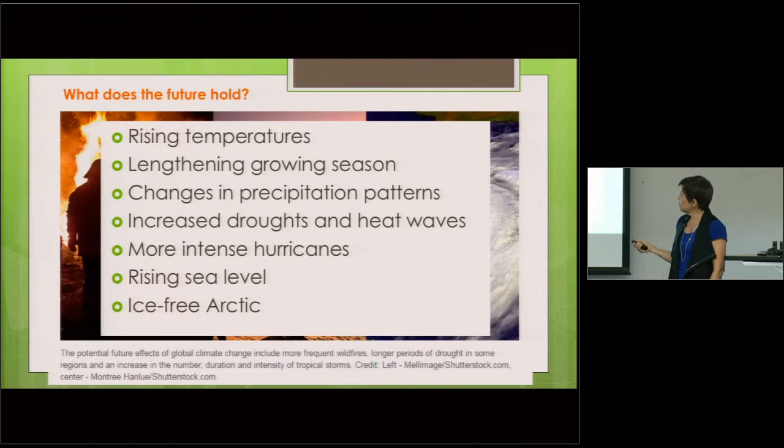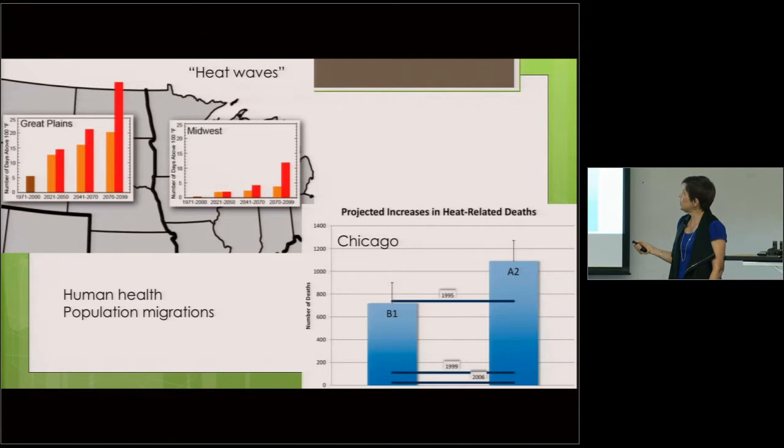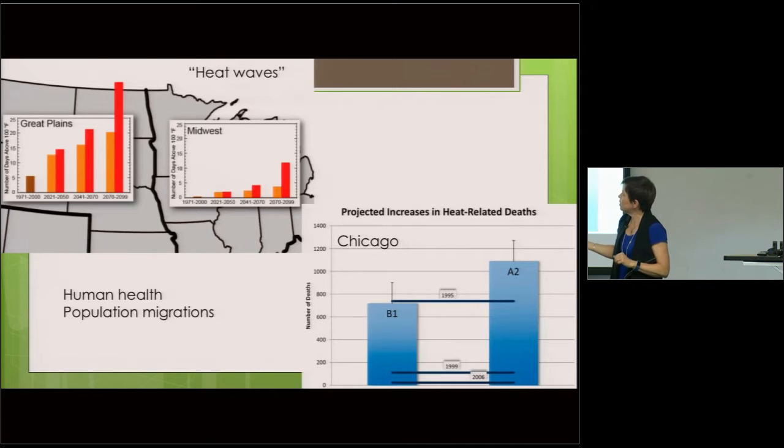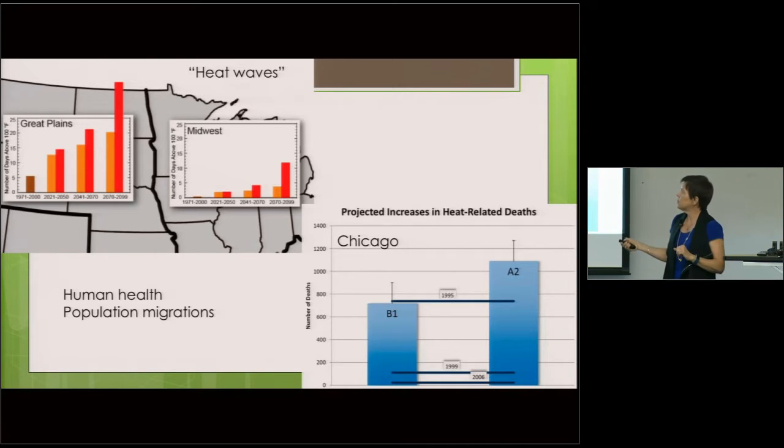Okay, so let's see. We've talked about up to droughts. How about heat waves? This one measures heat waves by the number of days above 100 degrees. Under different scenarios, for example, the Great Plains and the Midwest are predicted to have many more days over 100 degrees.